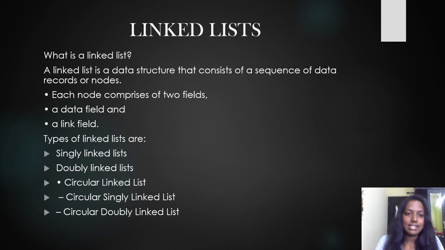So, what are linked lists? A linked list is a data structure that consists of a sequence of data records or nodes. Each node comprises two fields, a data field and a link field. Types of linked lists are singly linked list, doubly linked list, and circular linked list. Under circular linked list, we have circular singly linked list and circular doubly linked list.